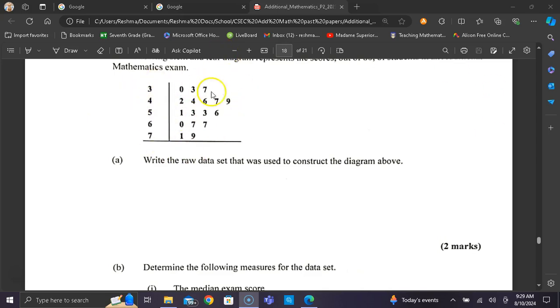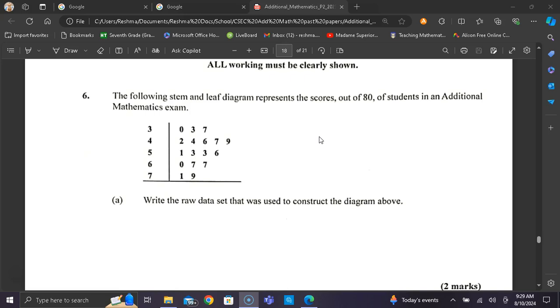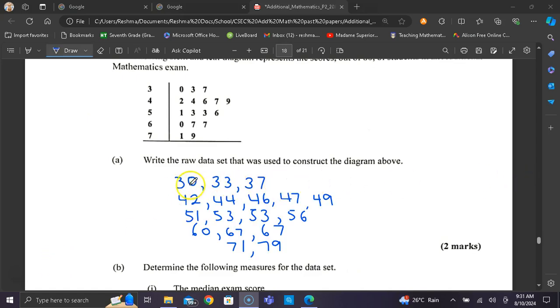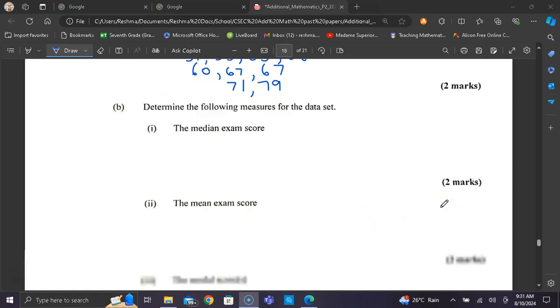Since this is all stem and leaf, they didn't give us a key. But since it represents scores out of 80, we would assume that the stem represents the tens column in the values, and the leaves represent the units digits in each value. So if we were to write out the raw data values, the first value would be 30, then you have 33, etc. And of course, the last value will be 79. So these are the raw data values that we've written out from the stem and leaf. Let's go on to part B.